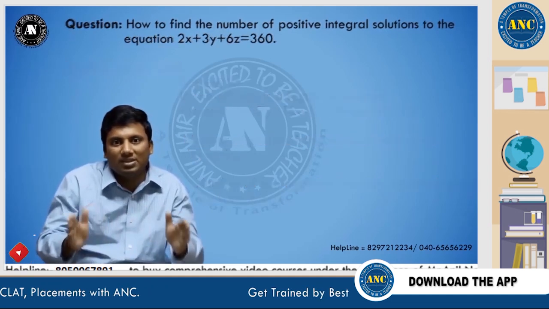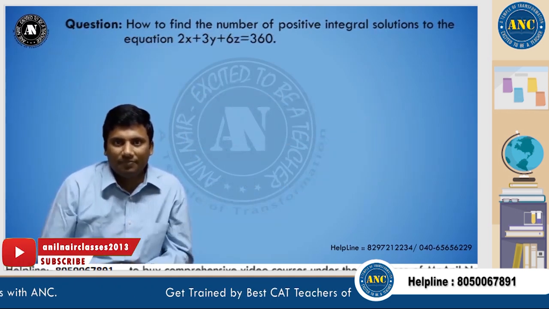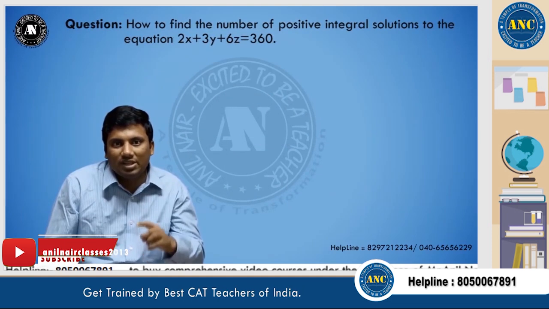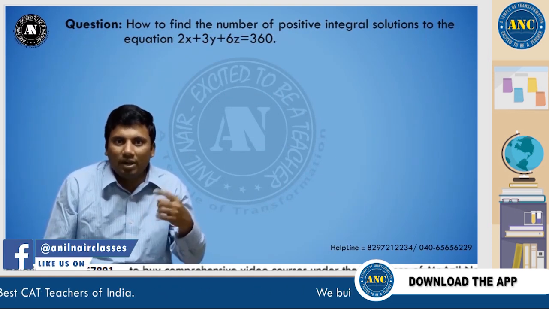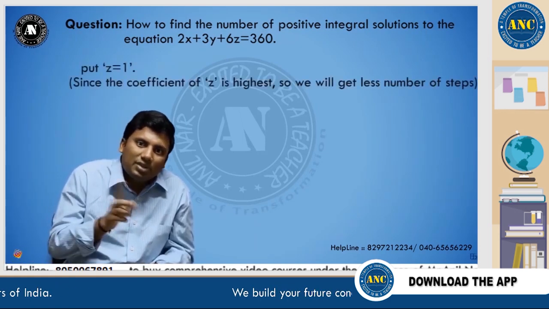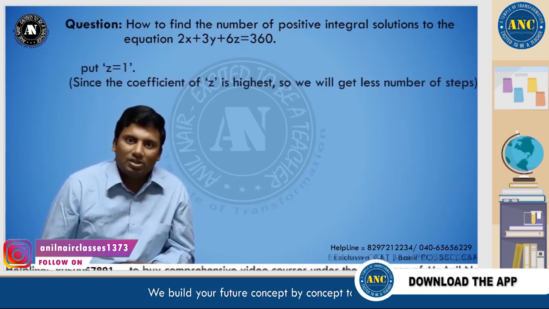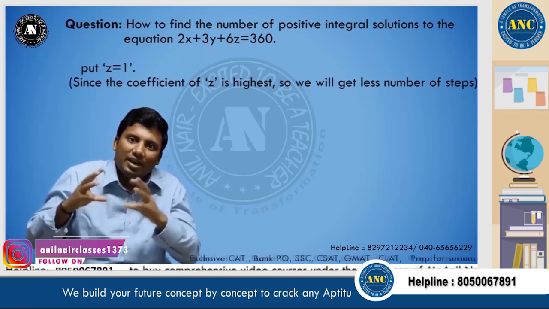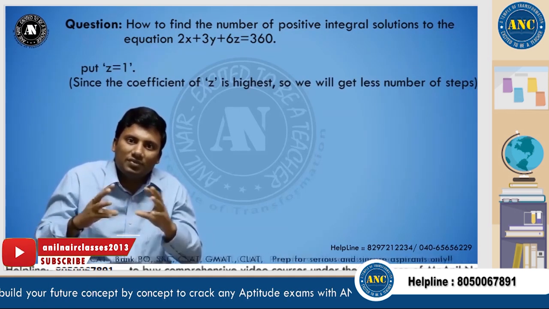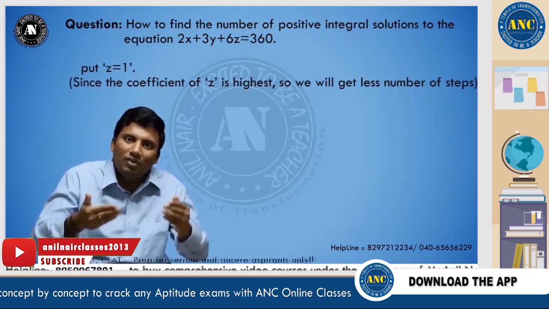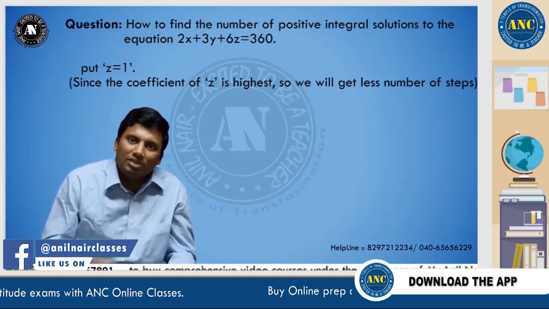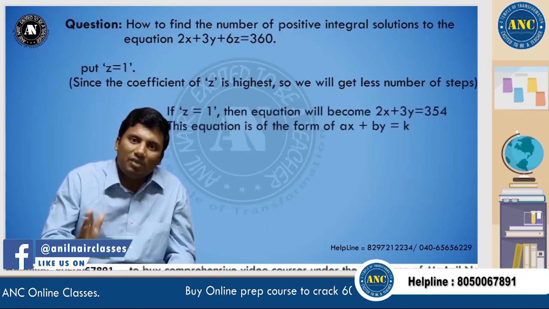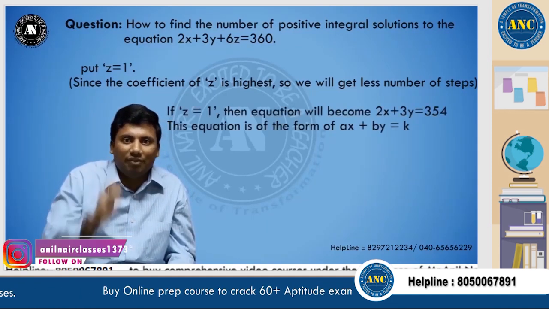2x plus 3y plus 6z equals 360. Since the question is asking about natural number solutions, start by putting z equals 1. Why did I pick z equals 1? Because out of 2x, 3y and 6z, the coefficient of z is highest, so we will get fewer steps. If z equals 1, this will become 2x plus 3y equals 354.